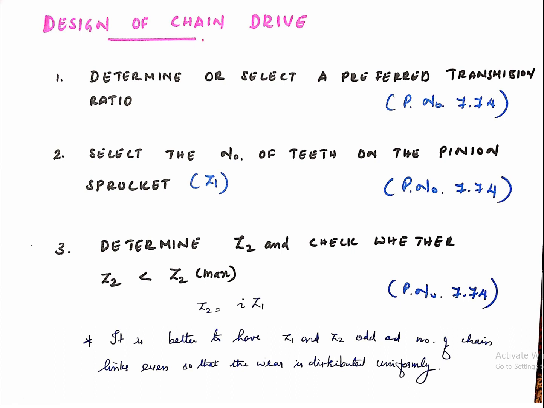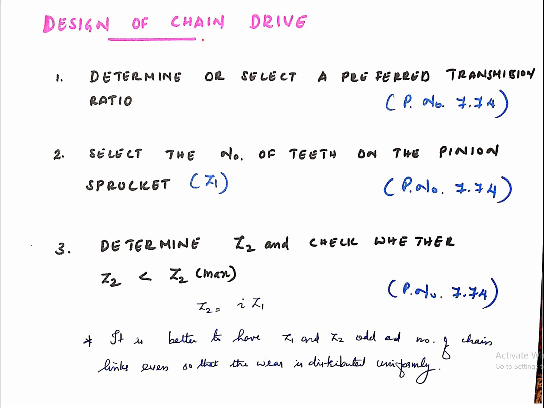Now, suppose it is not given, you need to select the transmission ratio. For that you can make use of the data book page number 7.74. Depending upon certain conditions, you can directly select the transmission ratio. We'll see that when we are solving the problem.